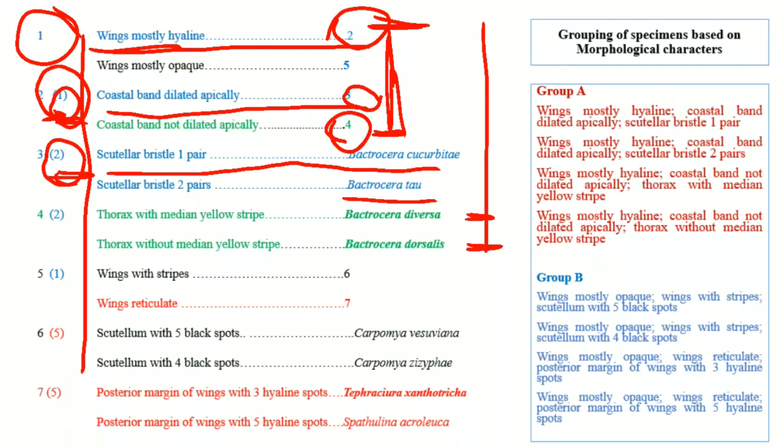Next, moving towards our second morphological character for wing morphology, that is, wings mostly opaque. Then you will run it in the forward direction, that is, from number 1 to number 5. The 5 and the number 1 mentioned here: if you are running it in the backward direction, you will move from this towards 1. If the wings are mostly opaque, and the wings are with stripes, you will move forward towards 6. The alternative is wings reticulate; if reticulate, then you will move towards number 7.